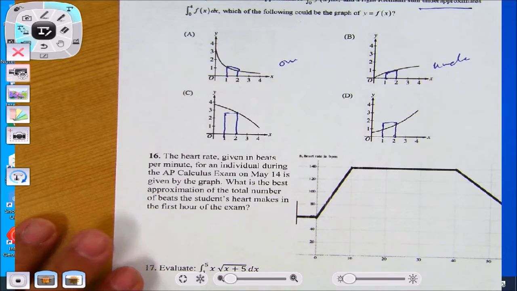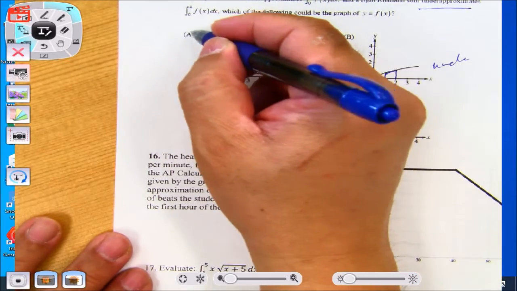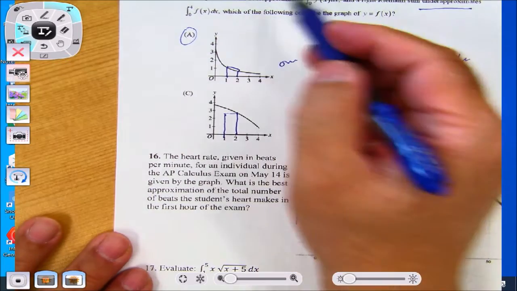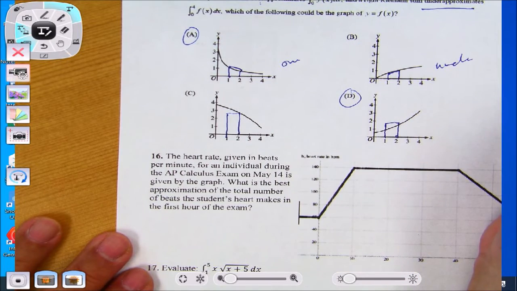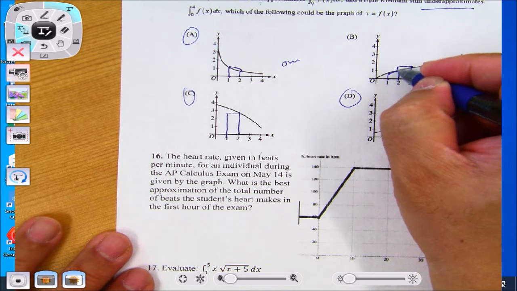Okay, so I meant we're looking for over approximation. So A is an over approximation and D is an over approximation, right? So it's A or D for the first part. And then we're looking for under approximations for Riemann sum. So which one will be the under approximation for Riemann sum? C is under. Is there any other that's an under approximation? This B one? If I drew a right interval from 3 to 2, it would be an over approximation.